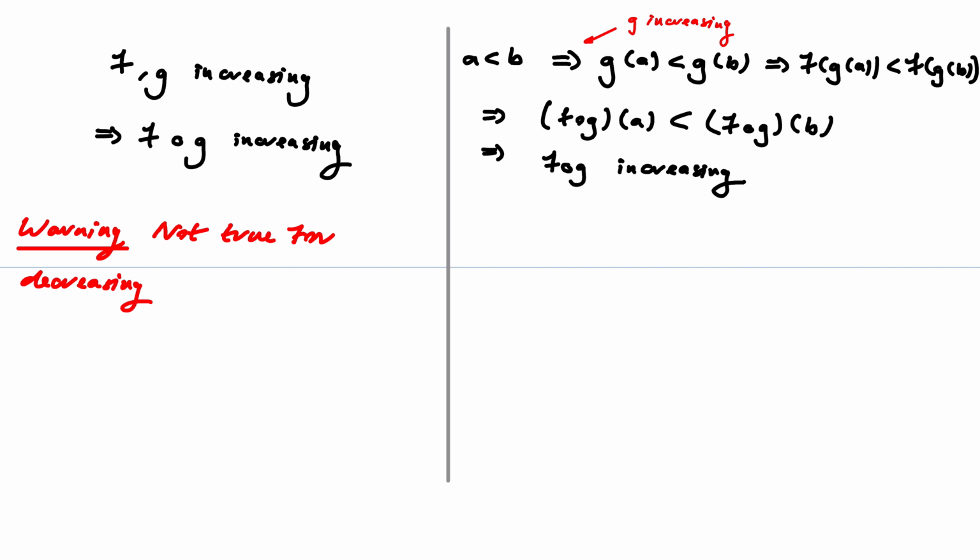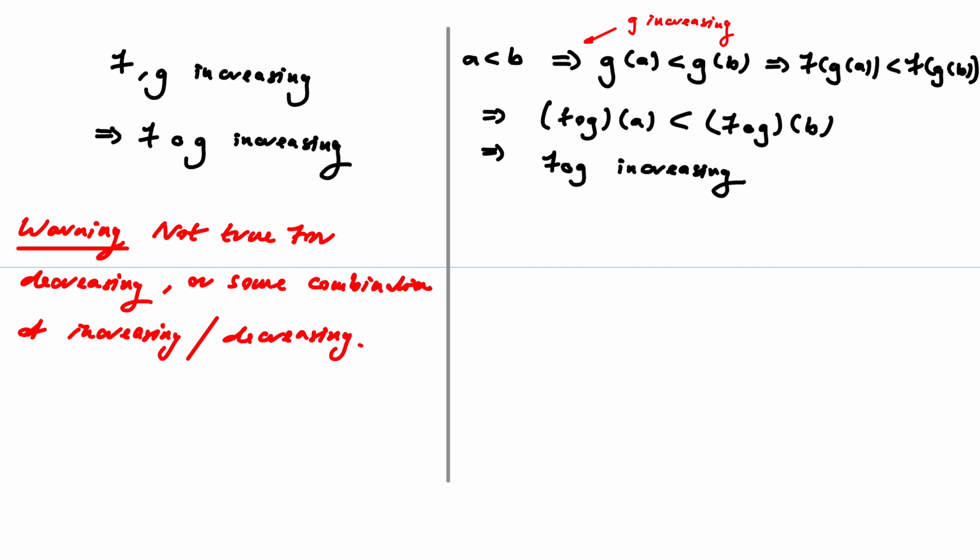Or some combination of increasing and decreasing. What I mean by that is you could have a function which is increasing some of the time, decreasing at other points. If you're doing composites of those, it's a free-for-all. Anything could happen. So shall we do an example? Two decreasing functions.